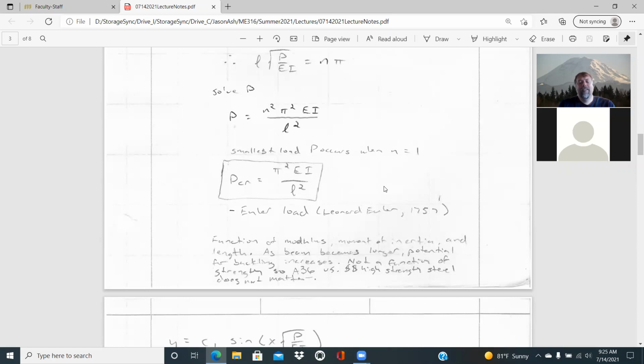The other thing that you'll notice is there's one thing that's missing out of here, is that you find that it's not a function of the strength at all. And so your cheaper A36 steel is going to have the same potential for buckling as a very expensive high strength steel. And so spending the extra high dollars for the high strength steel doesn't really matter in terms of buckling. It's really a matter of the elastic stability and not the strength.